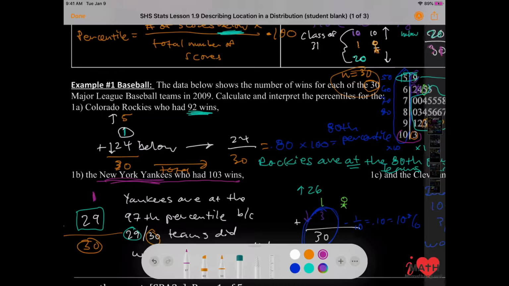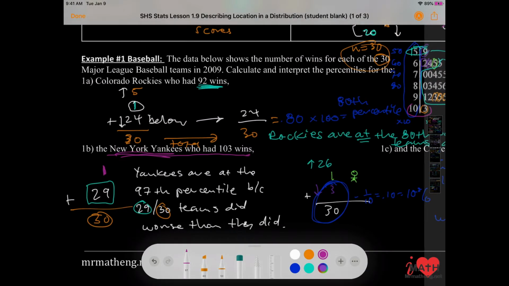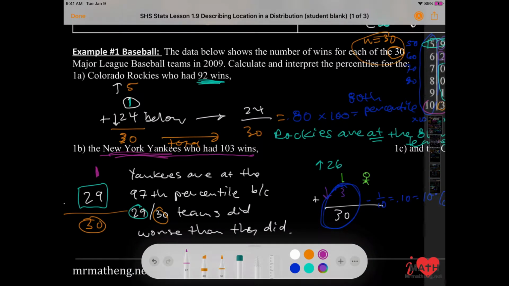All right, baseball. The data below shows the number of wins for each of the 30 major league teams in 2009. Calculate and interpret the percentiles for the Colorado Rockies, New York Yankees, and the Cleveland Indians. Okay? All right, so the Colorado Rockies had 92 wins.